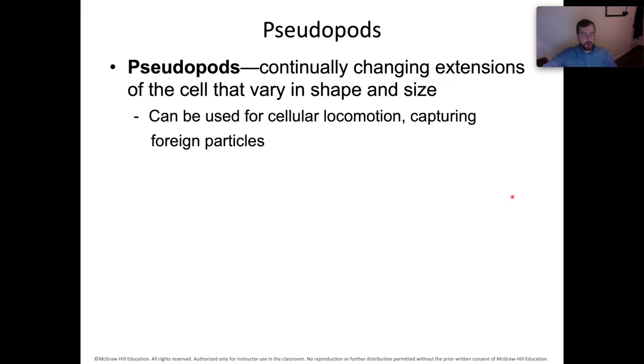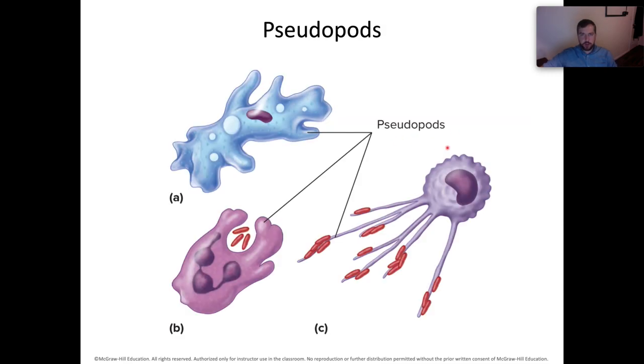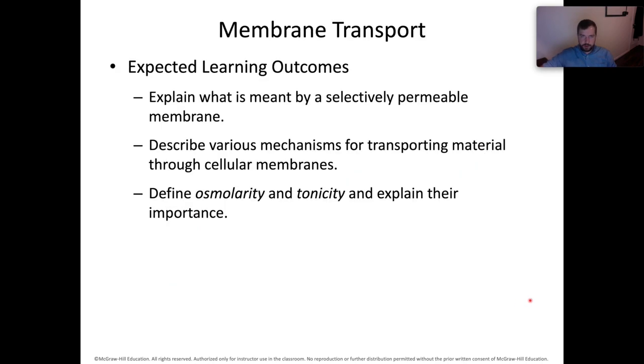Pseudopods are really cool. When you look at a picture of an amoeba, that's what you see, is pseudopods. And they're these little finger-like projections of the cell that vary in shape and size, and it kind of looks like a cell is crawling along. And you can use these for capturing foreign particles or for cellular locomotion as well. See how those pseudopods will sort of reach out here like little finger-like projections, and then reach out and engulf different substances.